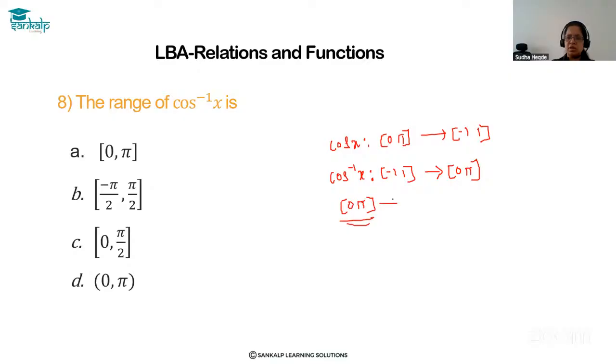So this is the range of cos inverse x. Got it right? So check the options. Option A, 0 to pi, is the correct answer. Thank you.